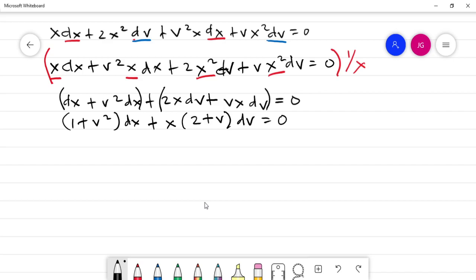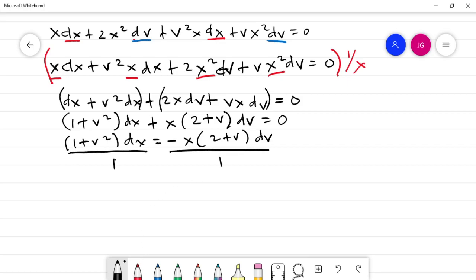Next step na to is to transpose sa right side ang ato ang second term na equation, 1 plus v squared, then dx is equal to negative x, 2 plus v, then dv. Okay, so afterwards, cross multiply. So, si 1 plus v squared, transpose na to, and si x, transpose na to.